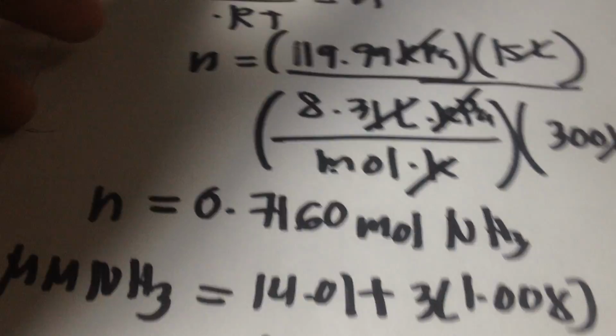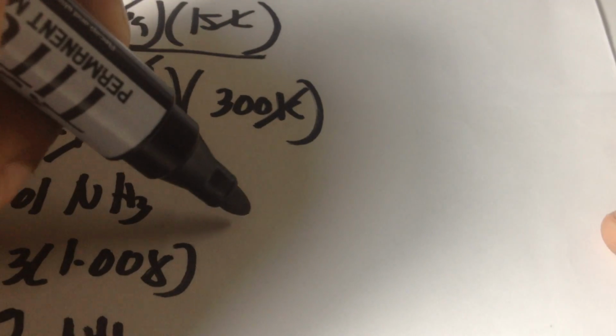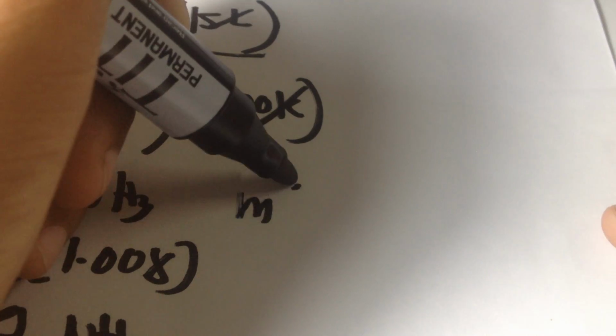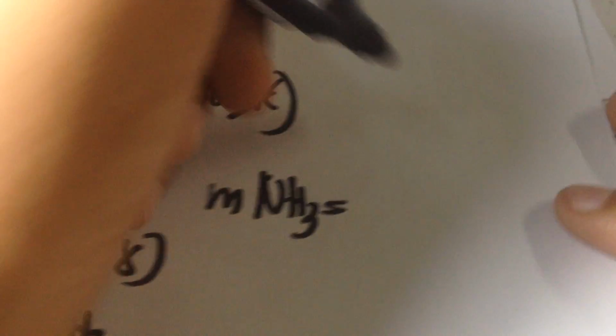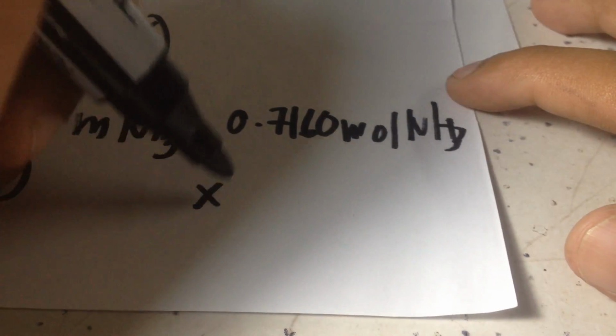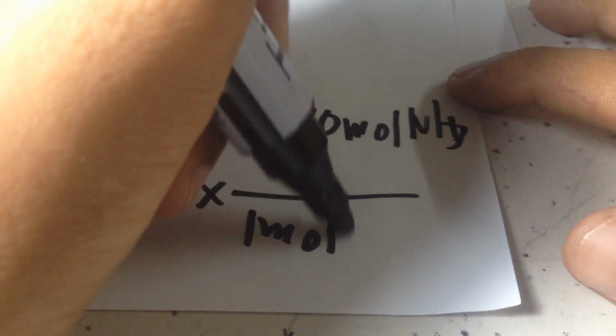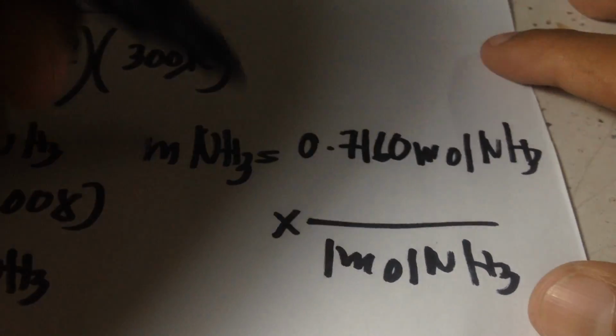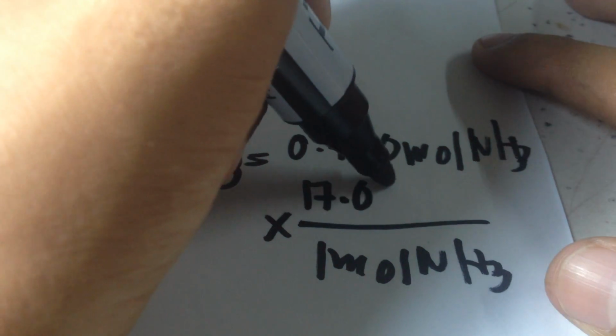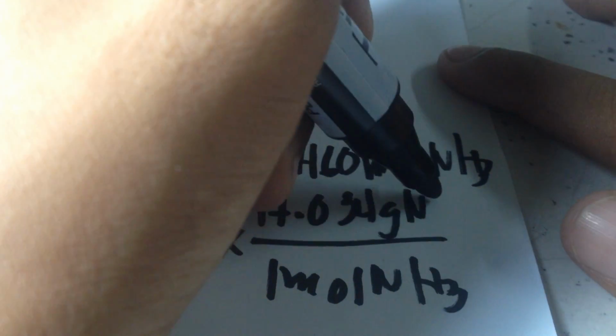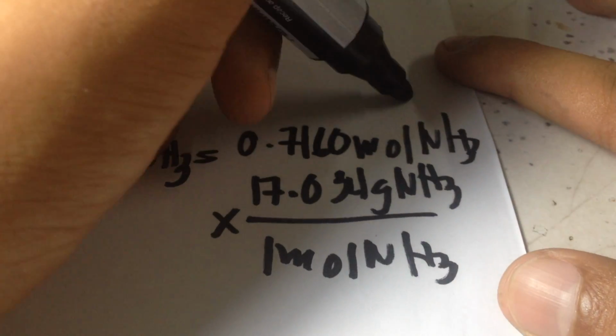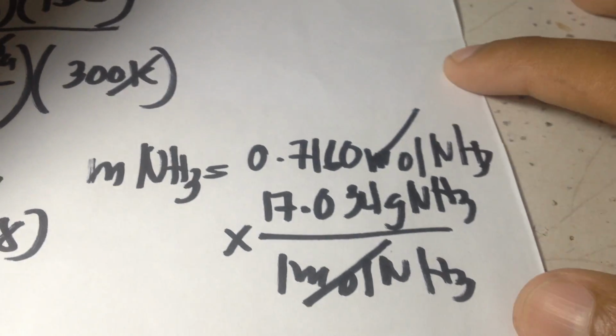The moles is given. So mass of ammonia is equal to 0.716 moles of ammonia times 1 mole of ammonia, and then the grams of ammonia, which is 17.034 grams of ammonia. So you need to cancel out the moles here. Cancel out moles. The left is grams.